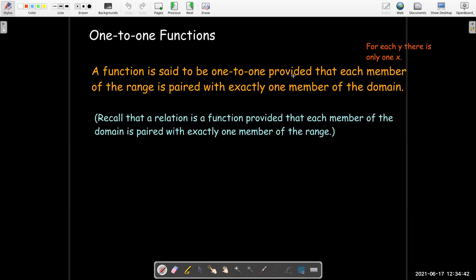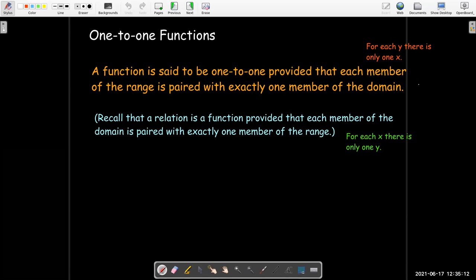Now, remember that a relation is a function provided that each member of the domain is paired exactly with one member of the range. And that we say means for each x, there's only one y. So now we have it going both directions. For each x, there's only one y. That makes it a function. And then for each y, there is only one x. That makes it a one-to-one function.